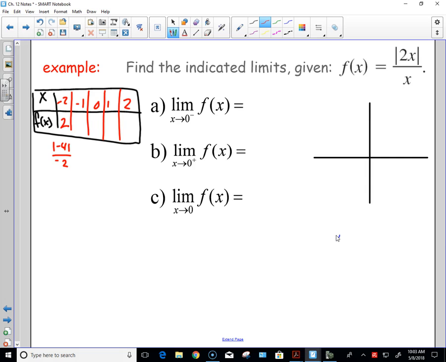Positive or negative? If I plug in a -1, that would be a -2 all over -1. Isn't that going to be a -1? Nope. What's it going to be? A -2. If I plug in 0, it's 0 over 0. That's weird. Doesn't exist. If I plug in 1, I have the absolute value of 2 over 1. Isn't that going to be 2? If I plug in 2, that's the absolute value of positive 4 over 2. Isn't that going to be 2? That's weird. There are lots of 2's.